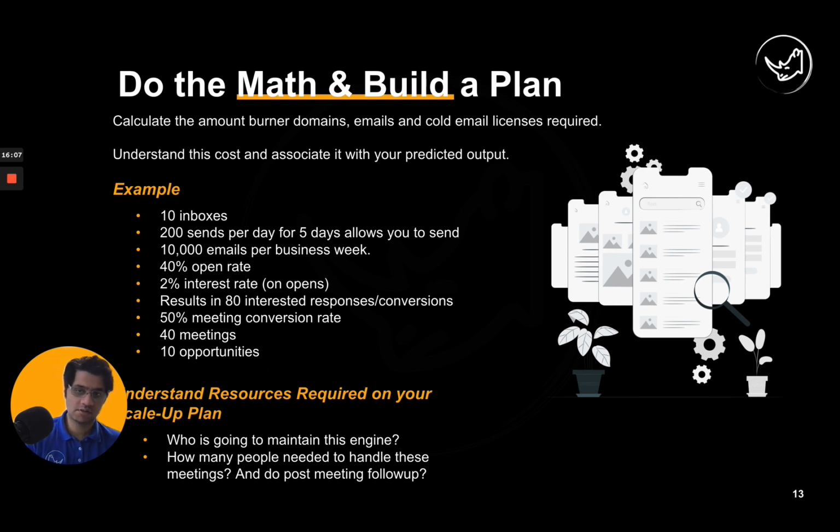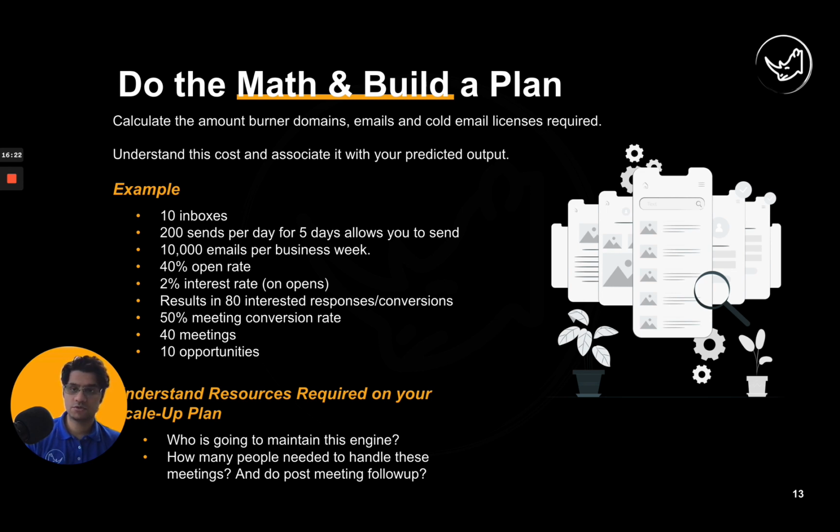Maybe you don't want to send out 10,000 emails a week. Maybe you want to send out 500. But if you're only going to be sending out 500, you better make sure that your conversion rates beyond that are going to be good, right? And how do you optimize for that? Just by doing some of this math, okay, very, very basic math.